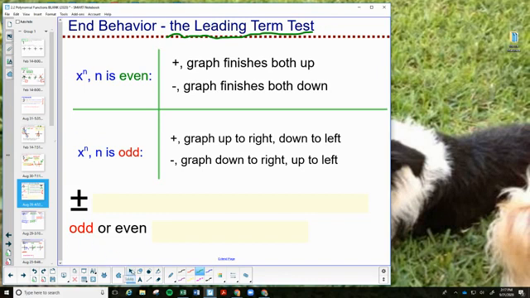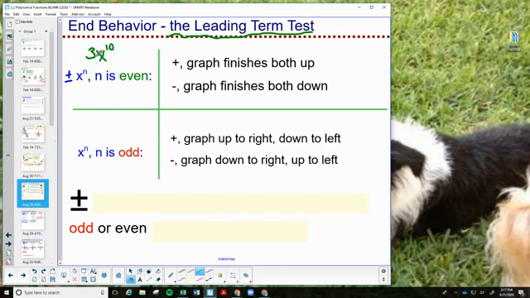So if your leading term, regardless if it's positive or negative, is an even number, you're going to see a certain sort of behavior, and if it's odd, you're going to see a different sort of behavior. So the first thing you actually look at, let's give an example here. We'll do a positive one. Say our leading term was 3x to the power 10.